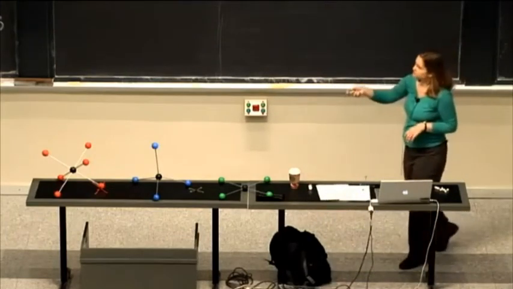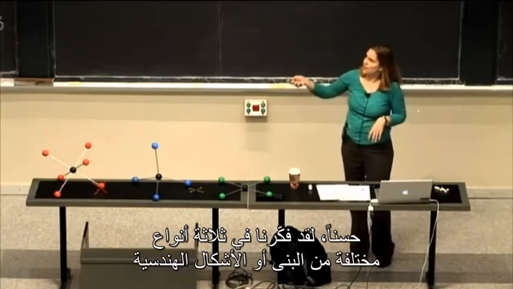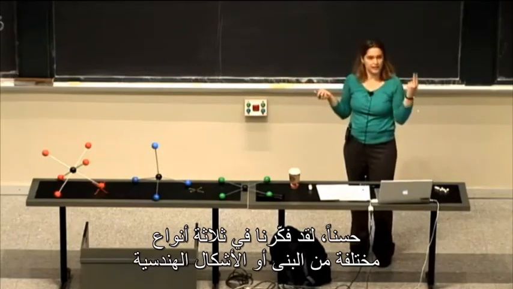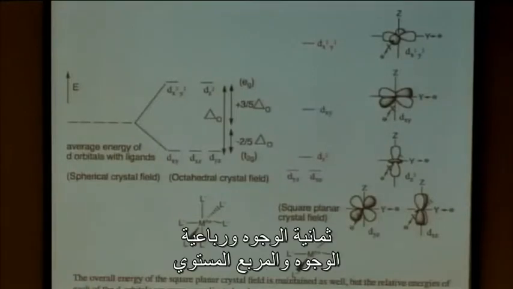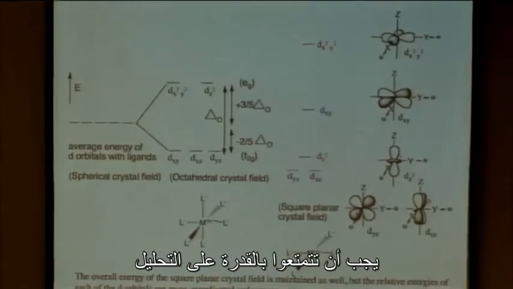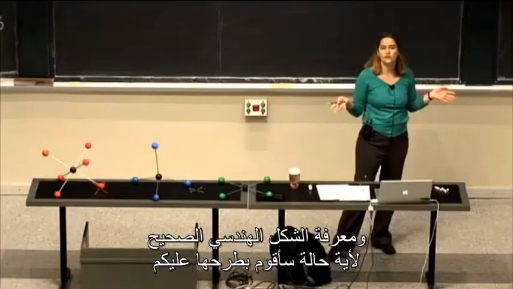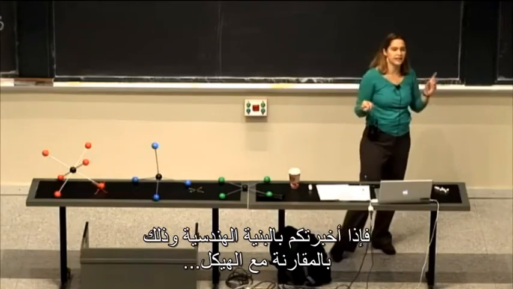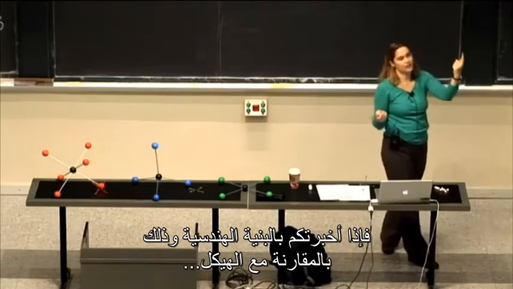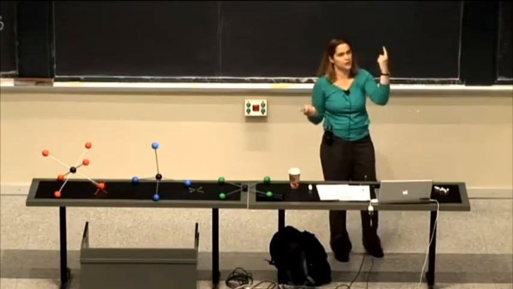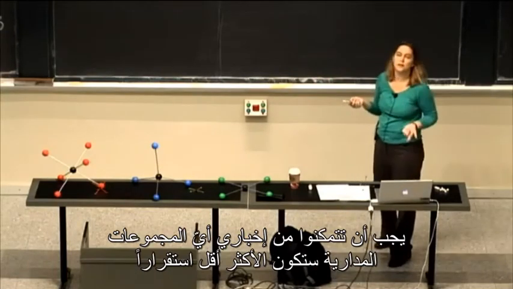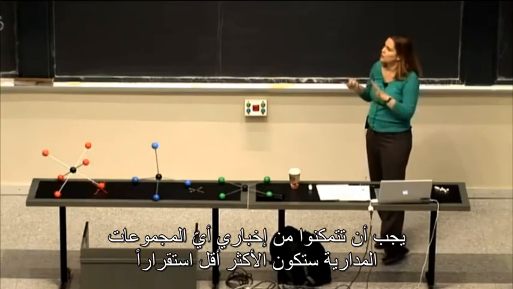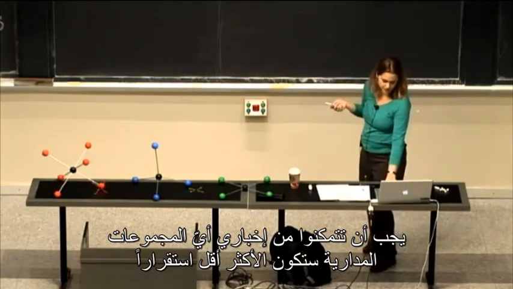Okay, so now we've thought about 3 different kinds of geometries: octahedral, tetrahedral, and square planar. You should be able to rationalize for any geometry that I give you what would be true. If I tell you the geometry and how it compares with our axis frame of where the z-axis is, you should be able to tell me which orbital sets would be the most destabilized.